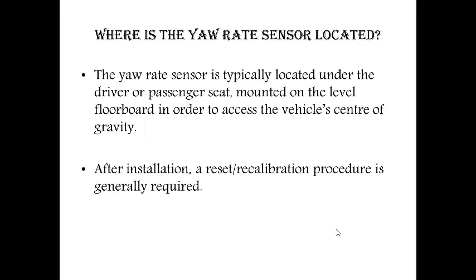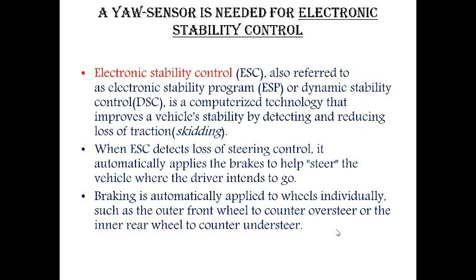So, where is this yaw rate sensor located? It is typically located under the driver or passenger seat, as I showed you in the first picture. It is mounted on the level floorboard in order to access the vehicle's center of gravity, because it has to measure how far off axis the vehicle is taking from the center axis of the vehicle. So it has to be maintained somewhere in the vehicle's center of gravity. After installation, a reset or recalibration procedure is generally required.